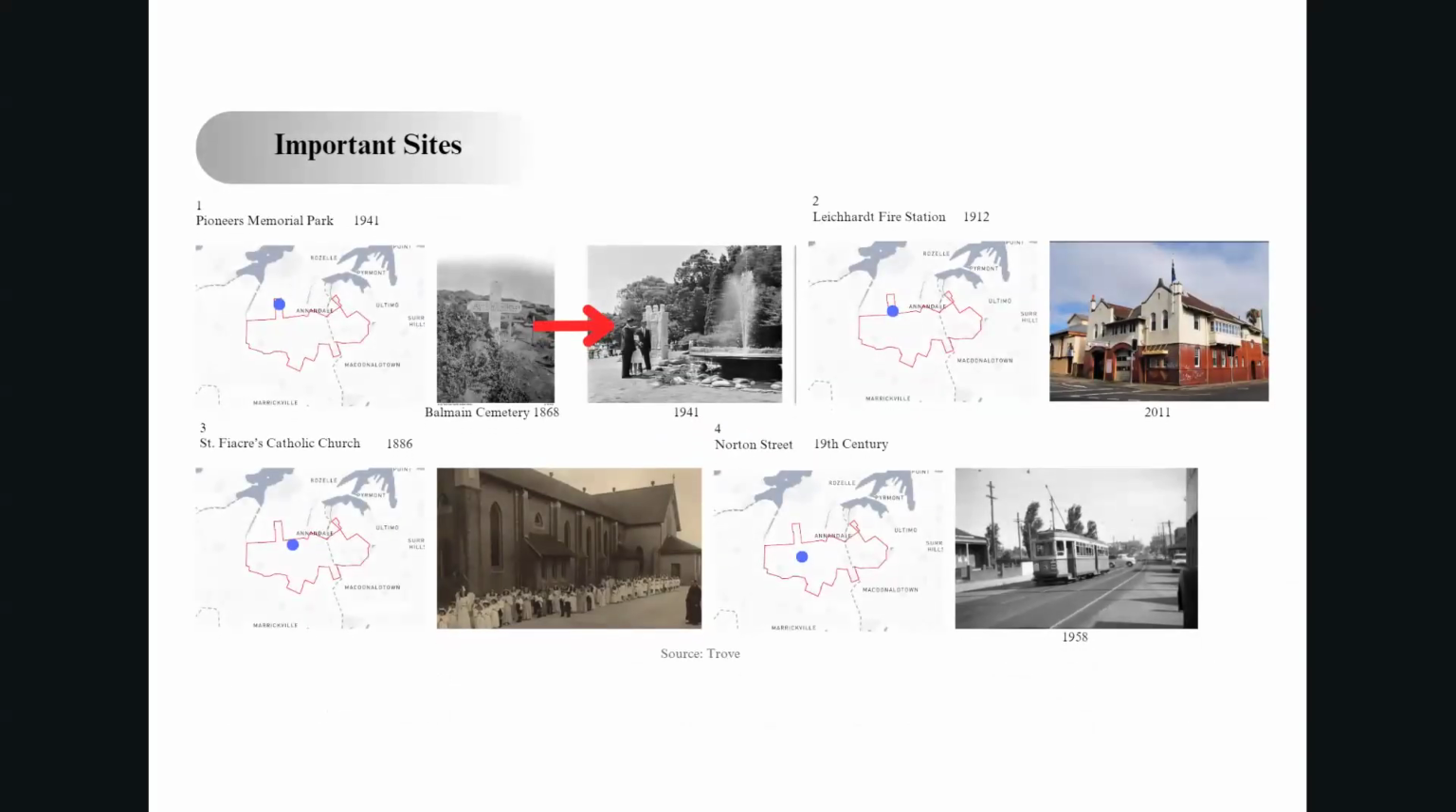Some of the more important and historically significant sites include Pioneers Memorial Park, the Leichhardt Fire Station, St. Fiacre's Catholic Church, and Norton Street, all four of which are located in Leichhardt, and the earliest was constructed as far back as 1886.